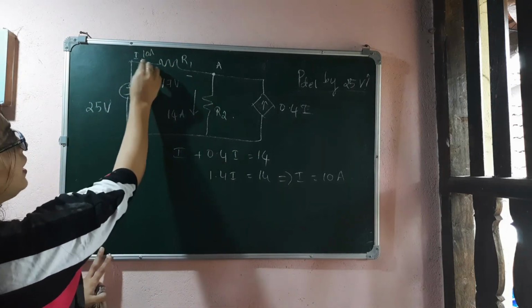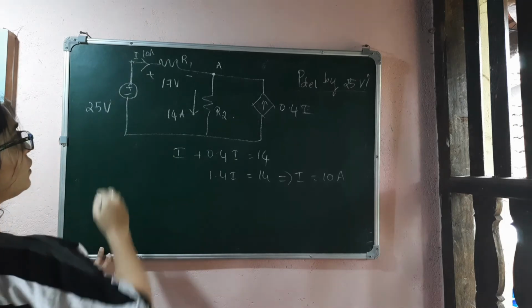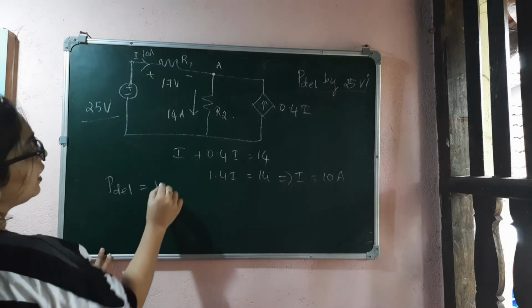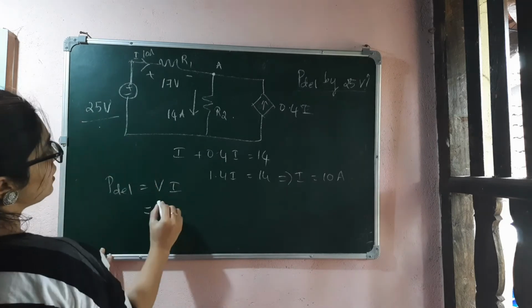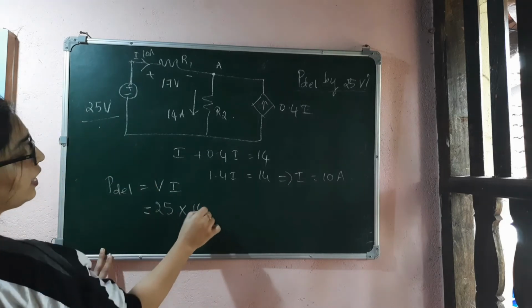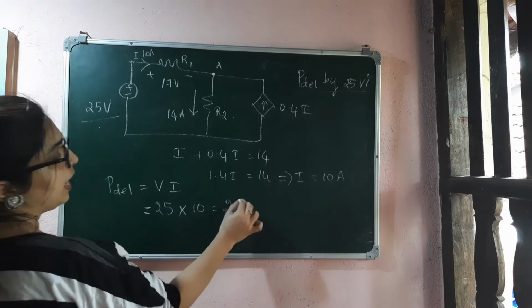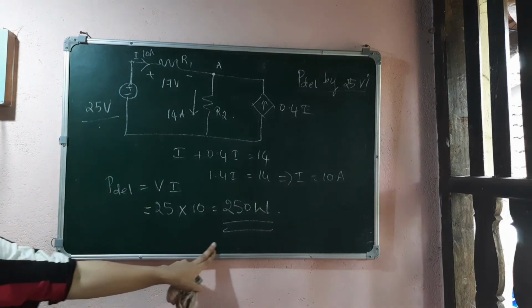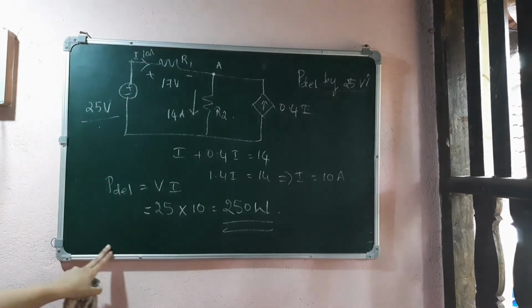The current is leaving the positive terminal, so the power will be delivered by the 25 volt source. That is equal to V into I. What is the value of V? It is 25. I is equal to 10 ampere. So it is 250 watts. This is the power delivered by the voltage source.